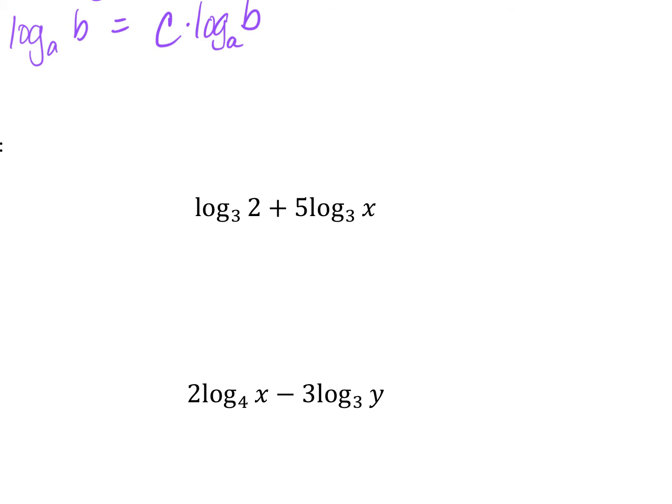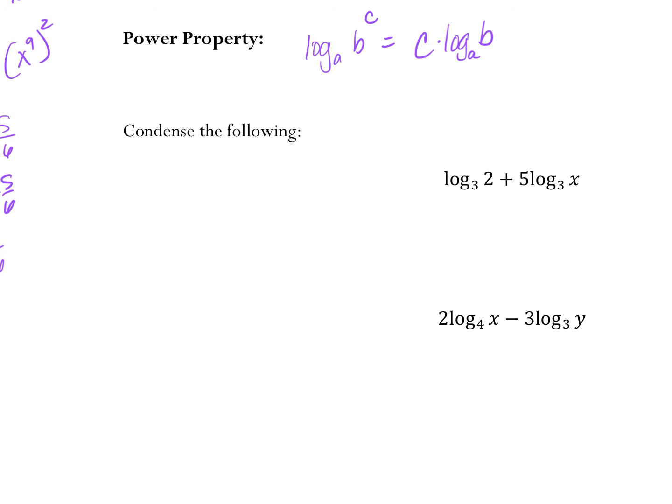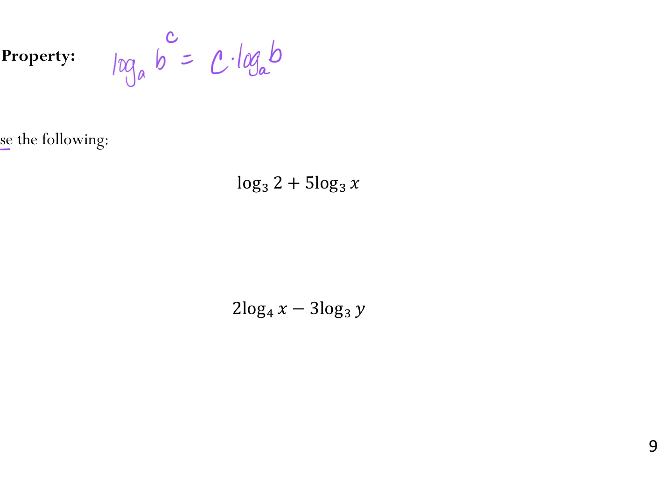So I would like us to rewrite this in a different form. If I say condense as my directions, what I mean is to write it so there's only one logarithm, a log of a more complex expression. All right, so the first thing we're going to do is take this 5 out in front of the logarithm and undo that power property. So if I do that, I now have log base 3 of 2 plus log base 3 of x to the 5th.